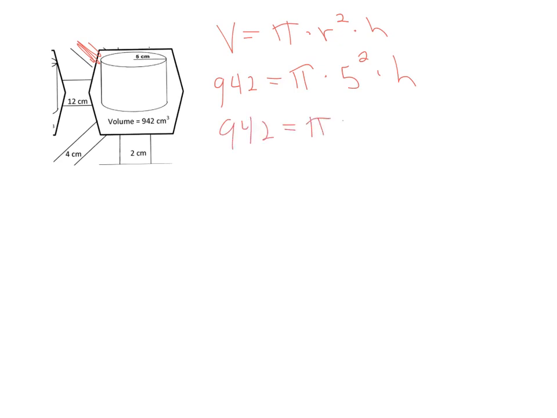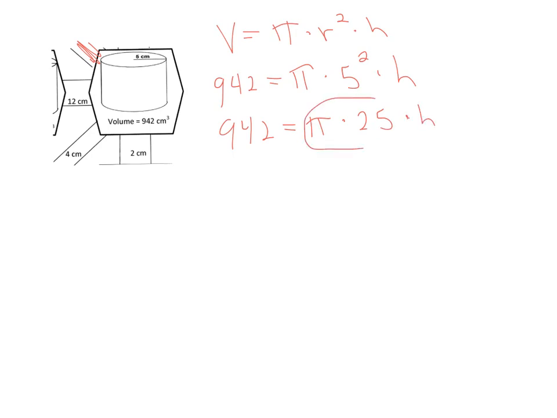Alright, so we came from down and to the right. So we came from up there. Now we've got our formula once again. Volume is equal to pi times radius squared times the height. Our volume this time is 942 is equal to pi times the radius is 5 squared times the height. So this is 942 is equal to pi times 25 times height.